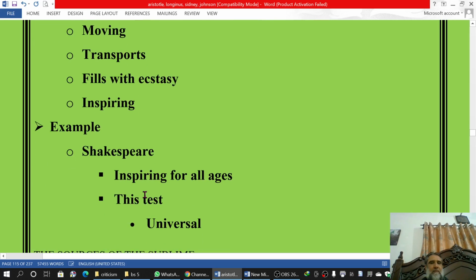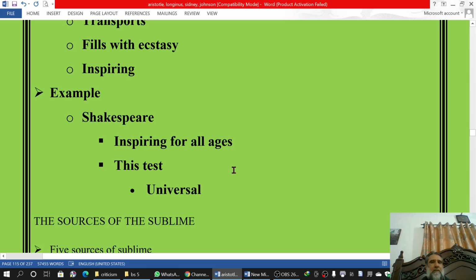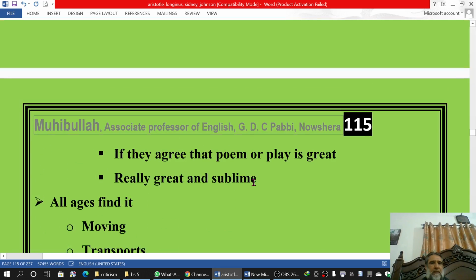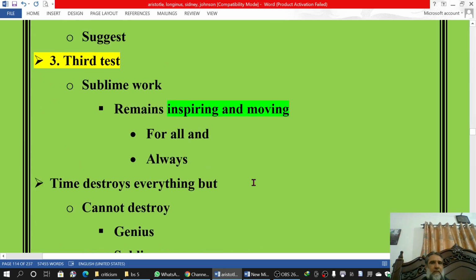Once again, we can give the example of Shakespeare. He is inspirational for all ages, all times, all people and all places. This is something universal in him. So it is a kind of universal test. This was the third test.